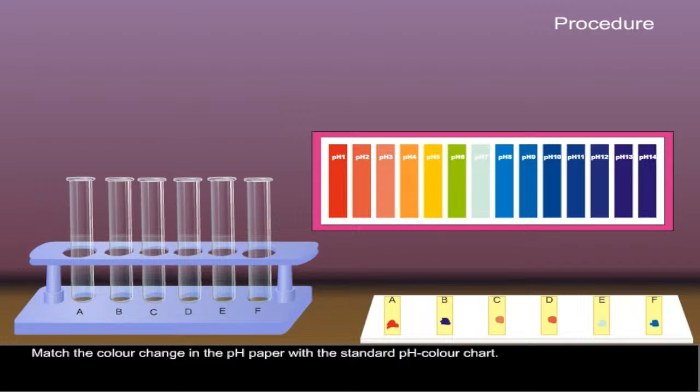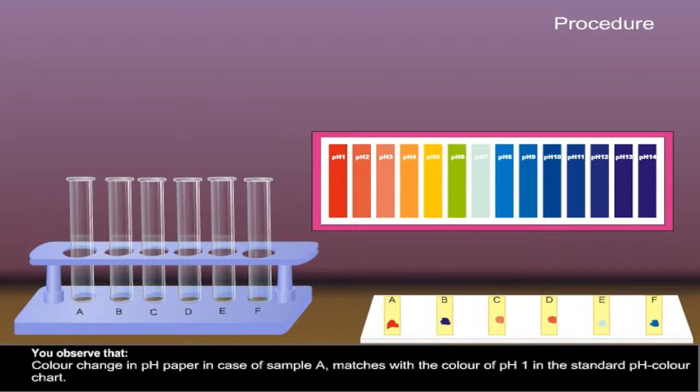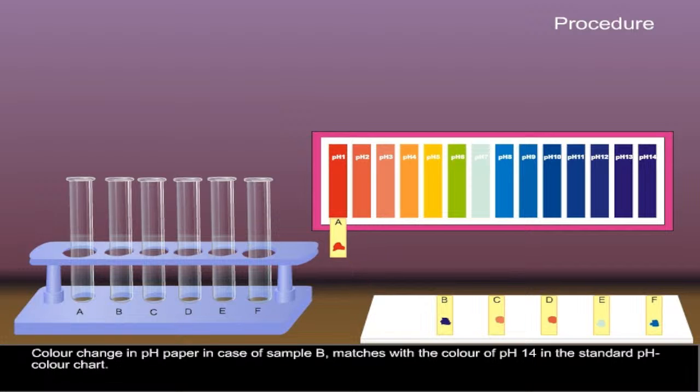Match the color change in the pH paper with the standard pH color chart. You observe that color change in pH paper in case of sample A matches with the color of pH 1 in the standard pH color chart. Color change in pH paper in case of sample B matches with the color of pH 14 in the standard pH color chart.